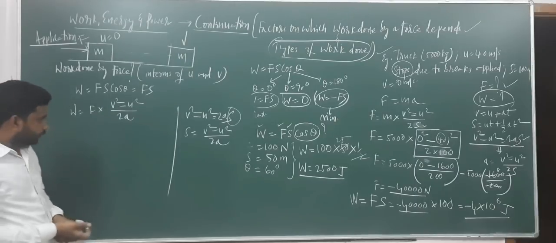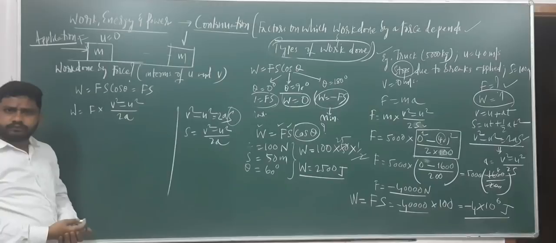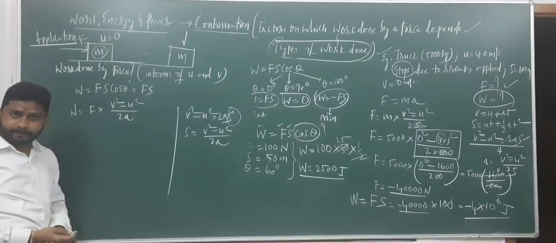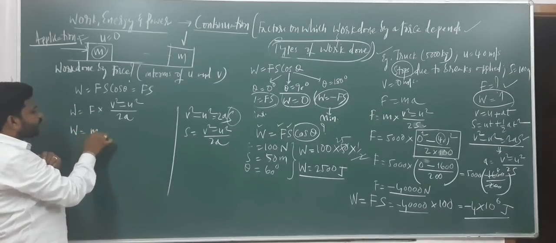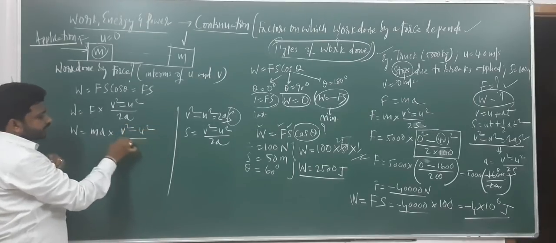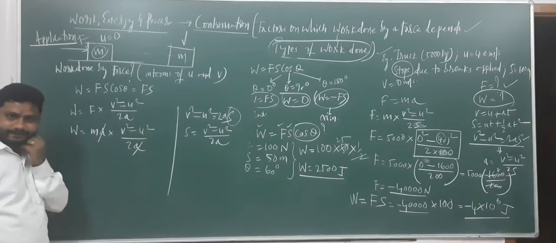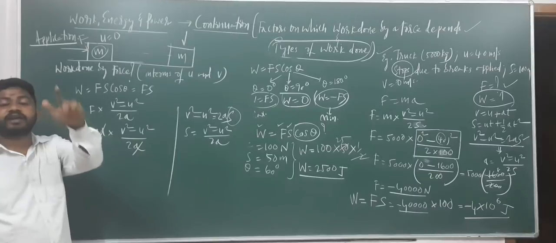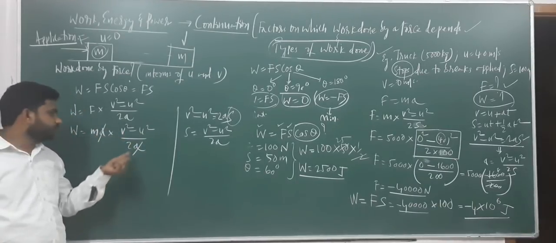Clear? Now, we don't know about acceleration even, but we know about the mass. They mentioned about the mass. So this F I can write in terms of mass into acceleration into v square minus u square by 2a. What happens here? A cancels. Now, what is the data you have? Data you have m, v and u. 2 is anyway constant.